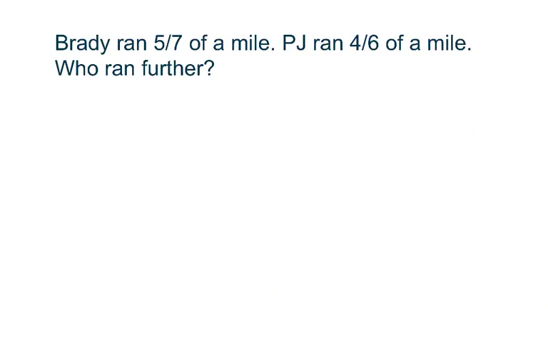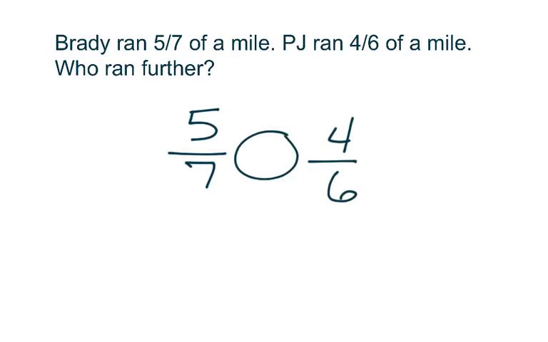All right, last step. Brady ran 5/7 of a mile. PJ ran 4/6 of a mile. Who ran further? For this problem, I'm comparing 5/7 and 4/6, and I want to see which of these fractions is the greater fraction. Maybe I start with some simplification if I can.